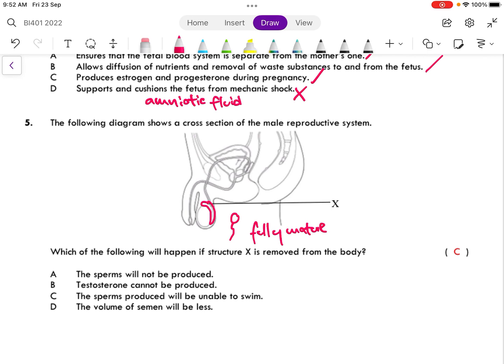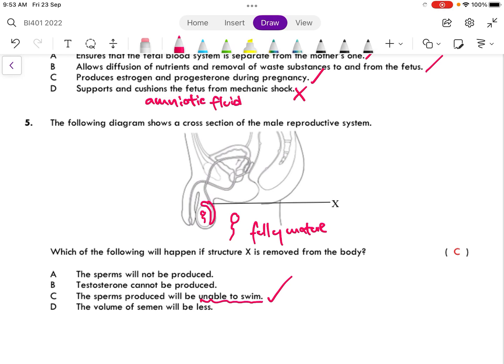If you remove this part, sperms will not be able to fully mature. And if they cannot fully mature, they will not be able to develop their tails to be able to swim. So C is the answer. It's not that sperms will not be produced. Sperms are produced at the testicles, so they will be produced, just they won't fully mature.